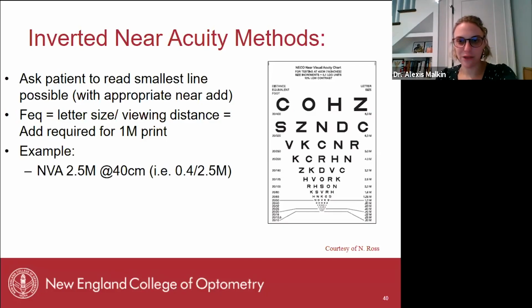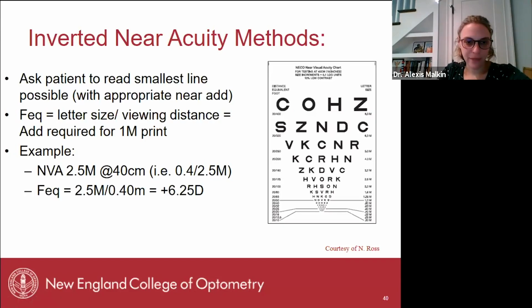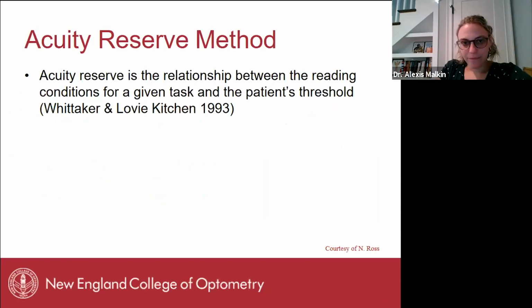So if our patient read 2.5M, which is this HVORK, you can see the 2.5M there, at 40 centimeters, that's 0.4 over 2.5M. You flip it. Now you've got an equivalent power of 6.25 diopters to start with. So that's your tentative add. And that's probably a better starting point than from the distance acuity.